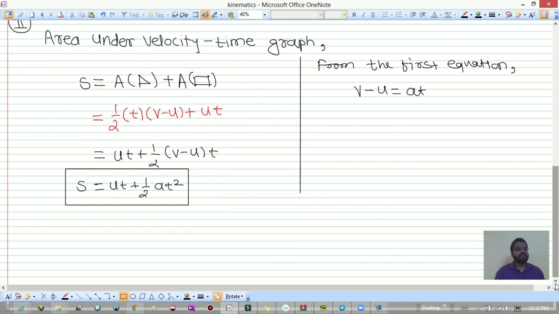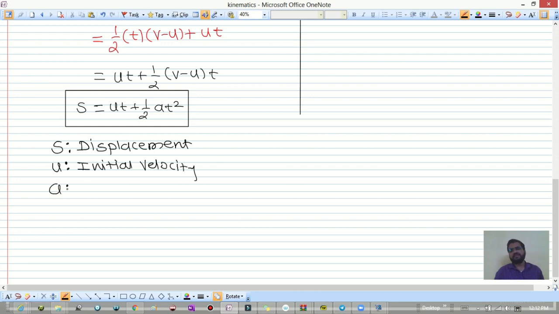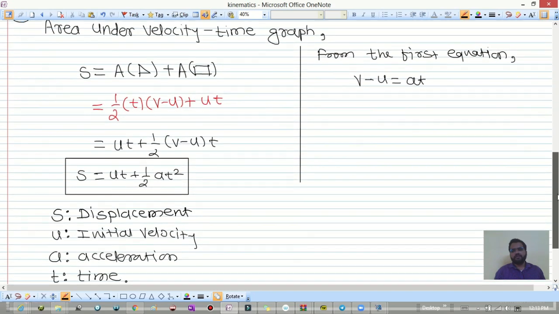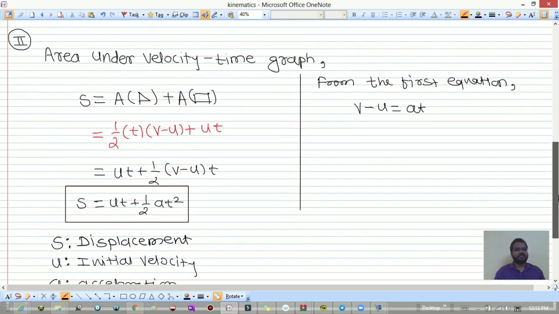Now what is s, what is u, what is t, what is a? Over here, s is displacement. Then u is initial velocity. a is acceleration. And t is time. So I hope this is clear, right? So these two are the equations of motion.